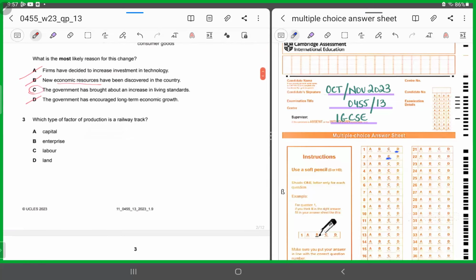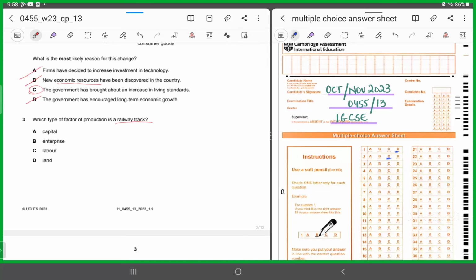All right, MCQ number 3. It's an easy one. Which type of factor of production is a railway track? They're giving an example of a railway track and asking which type of factor of production it is. Is it capital, enterprise, labor, or land? Mm-hmm, 3 has to be capital. Yes. Why? Because what was capital? Can anybody define for me what capital is?